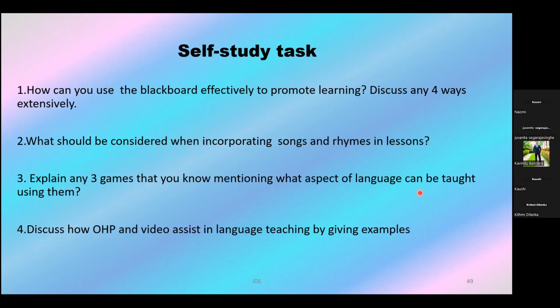Right, now look at your self-study task. How can you use the blackboard effectively to promote learning? Discuss any 4 ways. You don't need to write the entire thing. Just pick and choose any 4 ways and discuss. Tell me 1 or 2 ways. Any 2 ways that you remember?